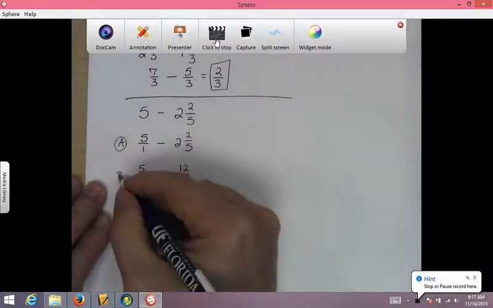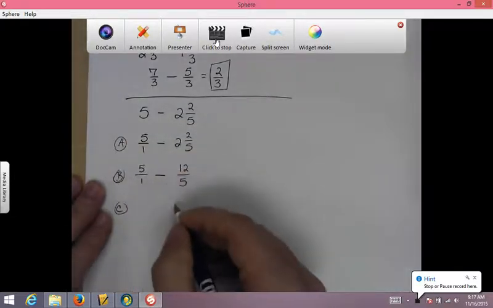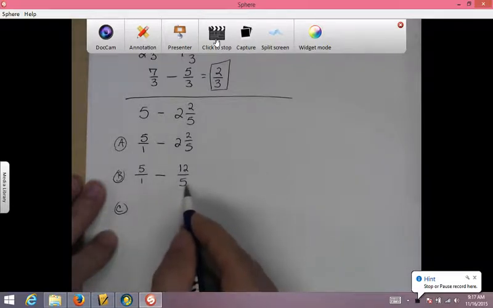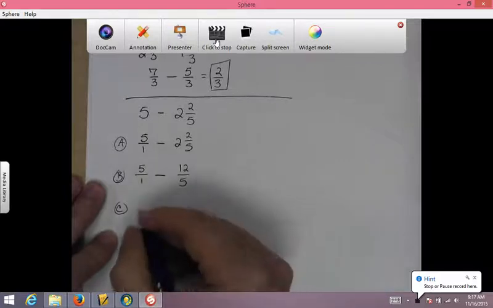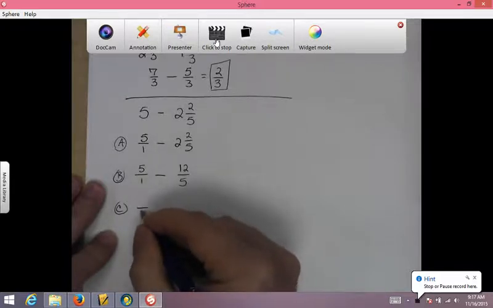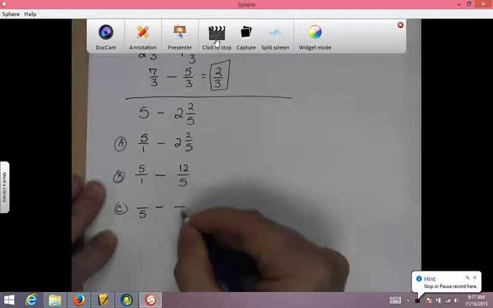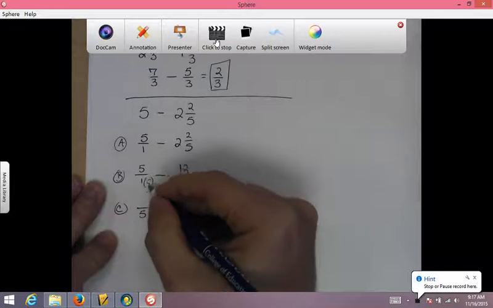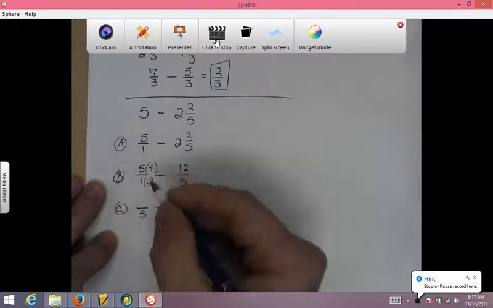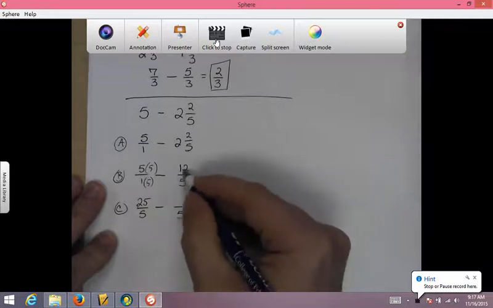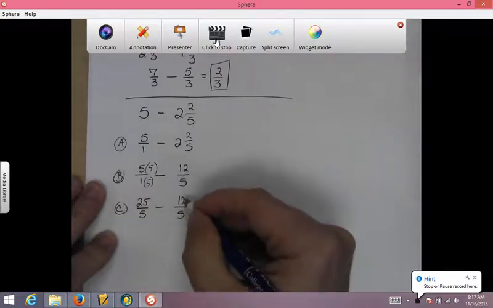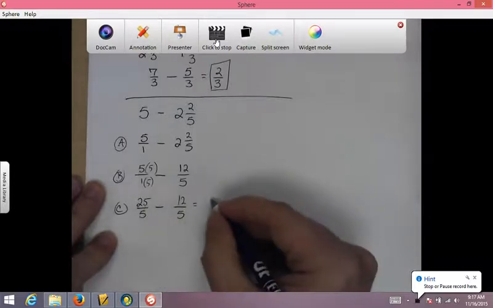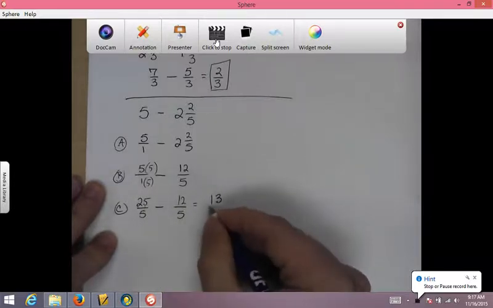Label this A, B. Now, common denominator here, 5. 1 goes into 5, no problem. So, to go from 1 to 5, I had to multiply by 5 on bottom, so I multiply by 5 on top. 5 times 5 is 25. This stays the same because the denominator was already 5. And now I subtract. 25 minus 12 is 13.